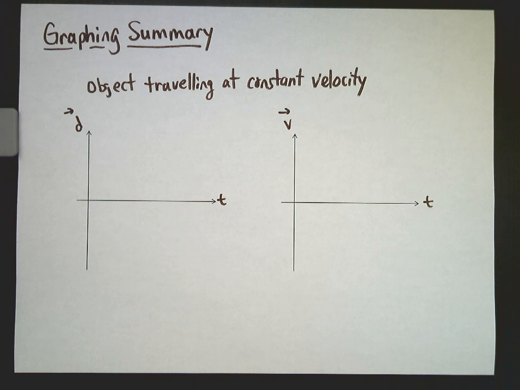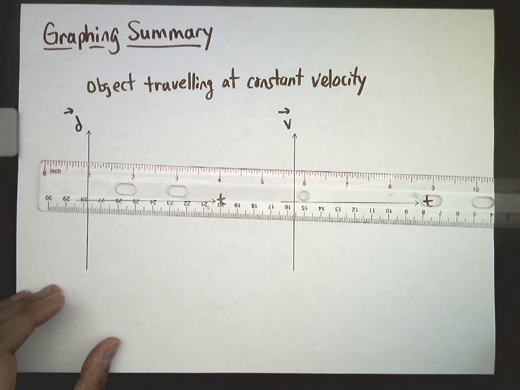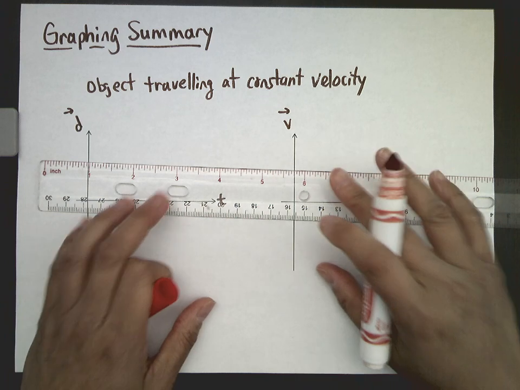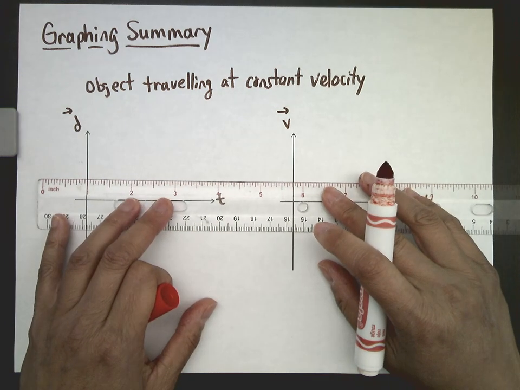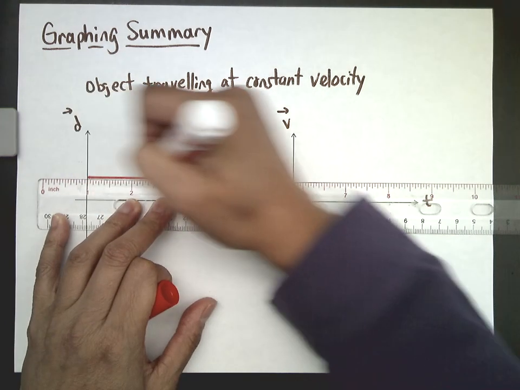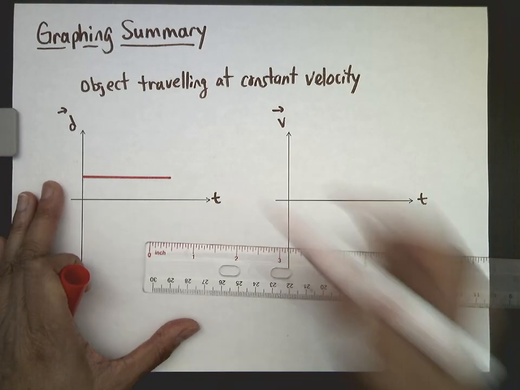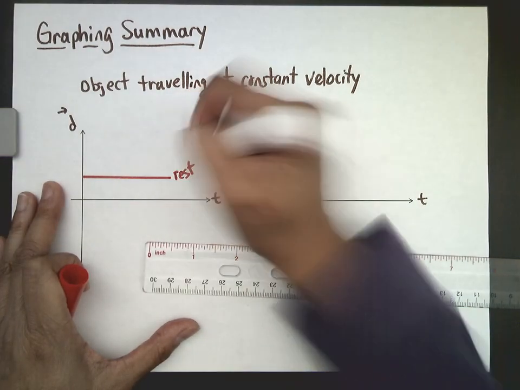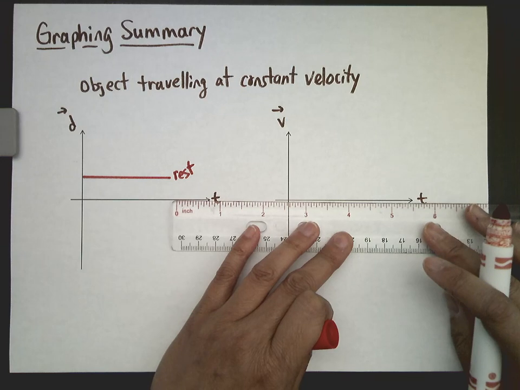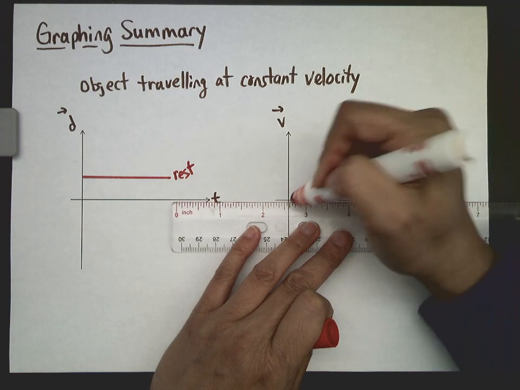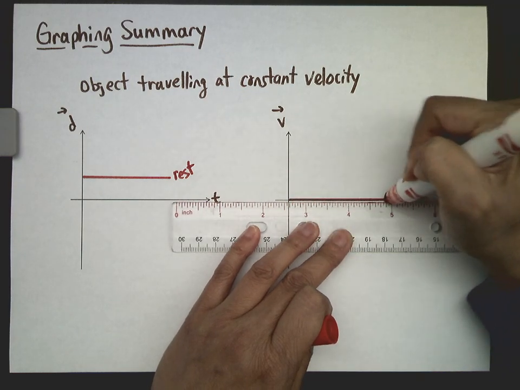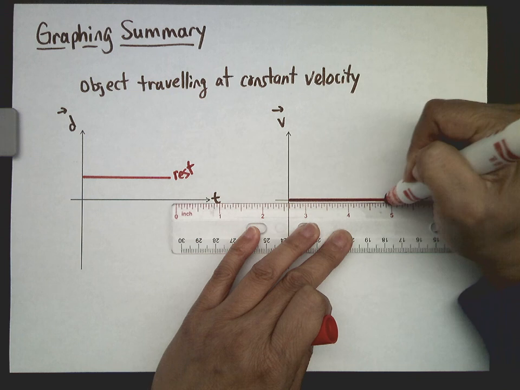I'm first going to do one case, which is the case at rest. Technically, that's also going at constant velocity, and the velocity will be equal to 0. So let's pretend that we have an object at rest. Hopefully you remember it is a horizontal line on a position time graph, like so. And I'll label that at rest. And so when you draw it on a velocity time graph, it will look like this. And it's also at rest.